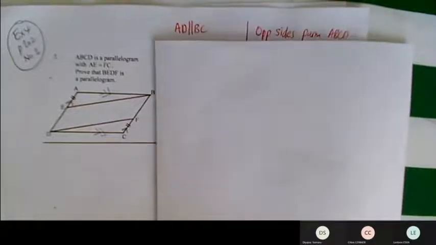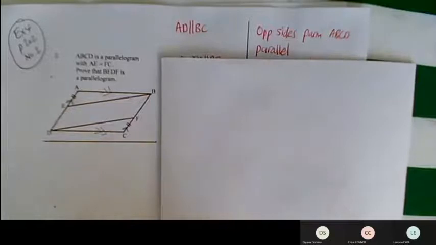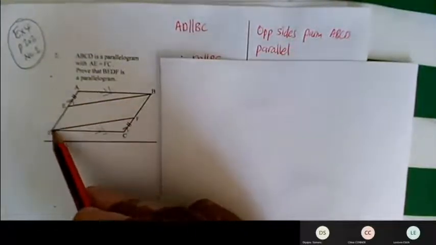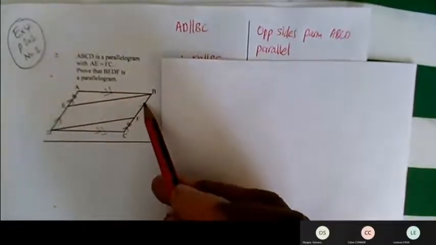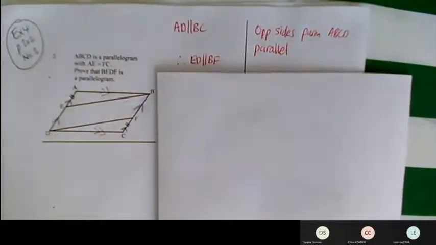Right, so first statement, AD is parallel to BC. Opposite sides of a parallelogram are parallel. Therefore, ED, you see, because this is parallel to that, therefore this is parallel to that. So therefore, ED is parallel to BF.